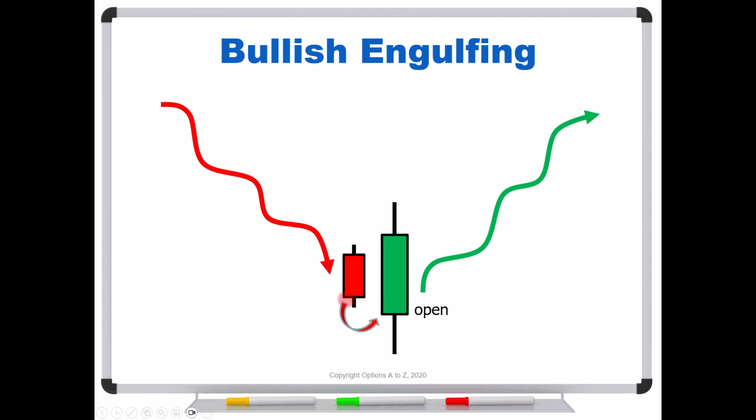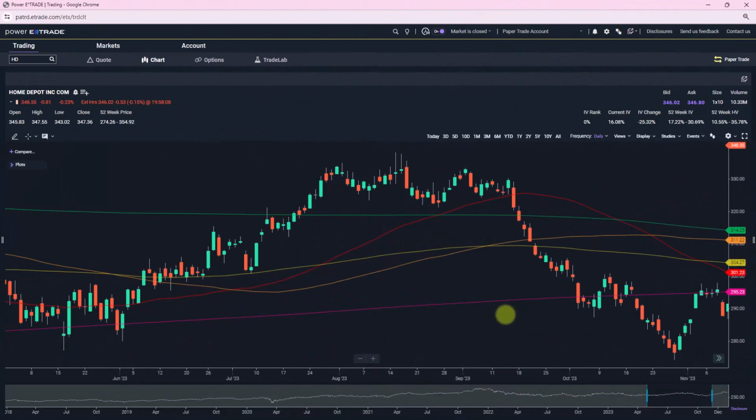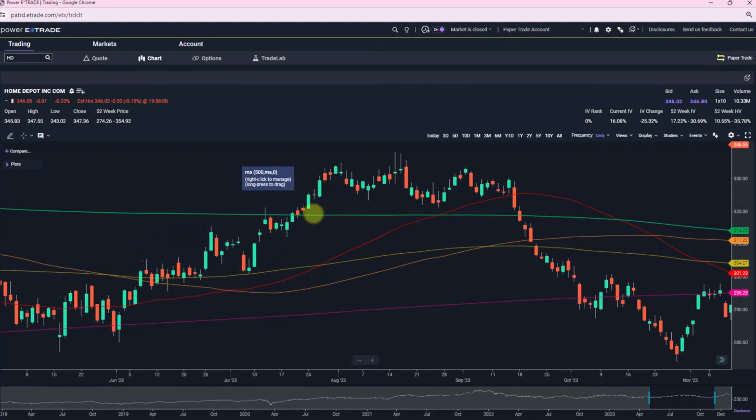So let's take a look at some examples. We'll go over to the E-Trade platform and see if we can spot some bullish and bearish engulfing patterns. So now we're into the E-Trade platform. I'm going to use Home Depot for this example. So this is back in June of 23, and we went on this nice big run through here. Lots of green candles. This is the significant uptrend I was talking about.